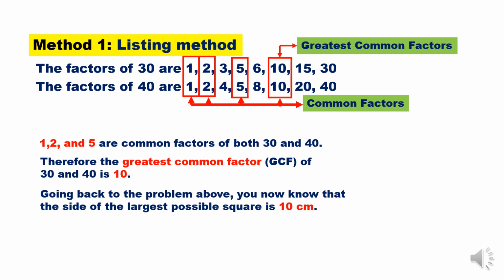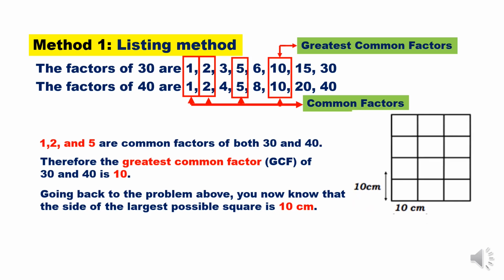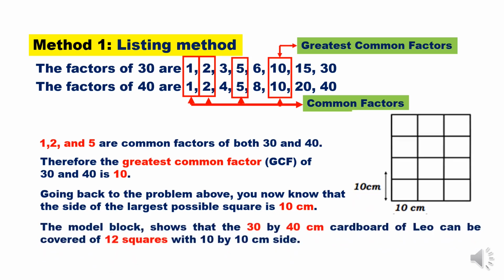Going back to the problem above, you know now that the side of the largest possible square is 10 cm. The model block shows that the 30 by 40 cm cardboard of Leo can be covered by 12 squares with 10 by 10 cm sides.